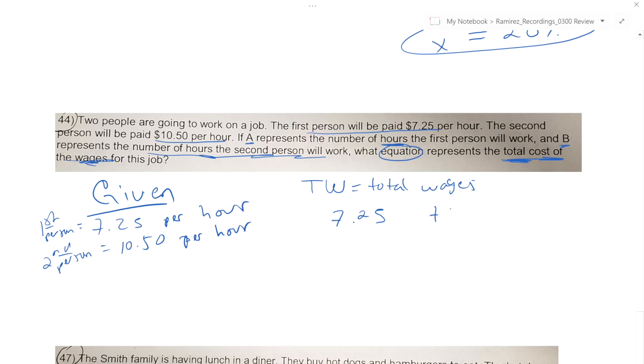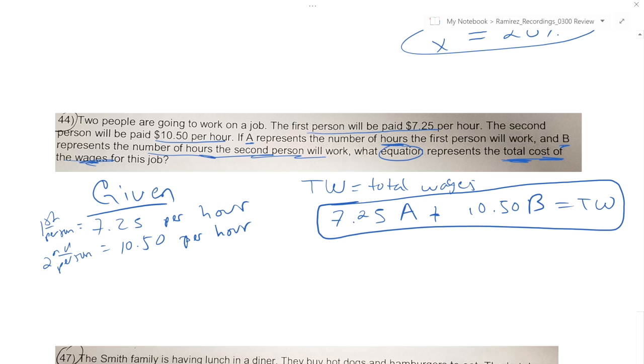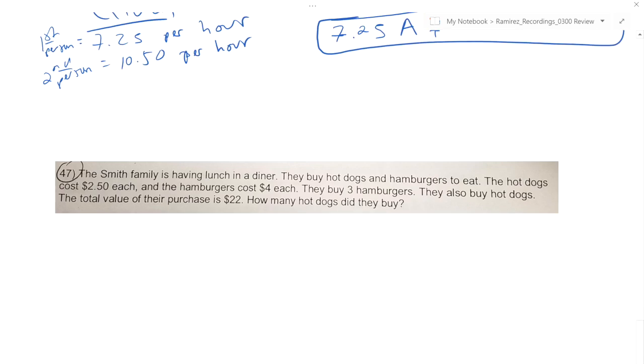So basically we have 7.25 plus 10.50 equals TW. But we're not done yet because we don't know how many hours they're going to work. Person A, the first person, could work 2 hours. They could work 3 hours the next week. They could work 10 hours that week. So we're just going to go ahead and leave A because we don't know unless they give it to us. And the second person who gets paid $10.50, we also don't know how much they work. They could work 1 hour. They could work 30 minutes. So we're just going to put a B, and then this whole equation would be your answer. And that's about it.